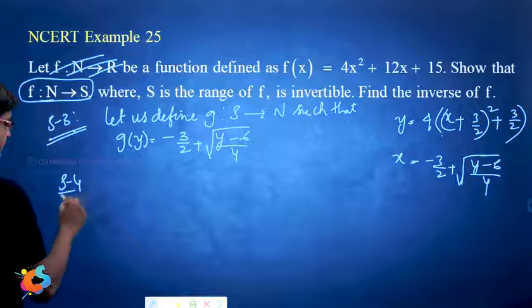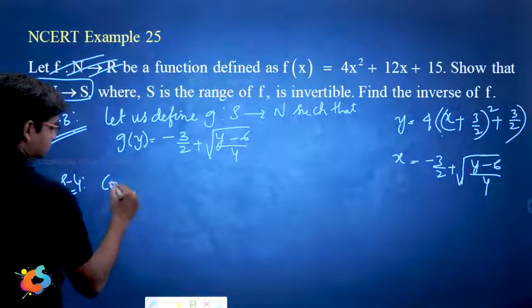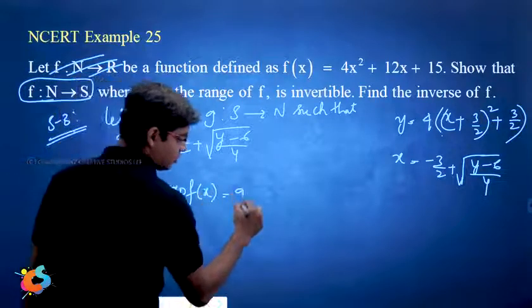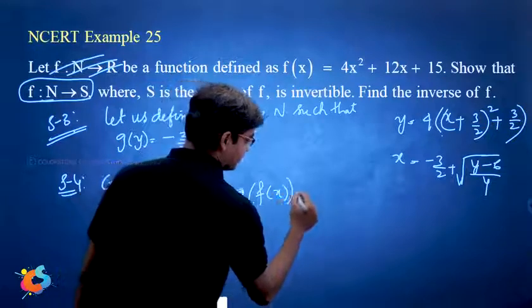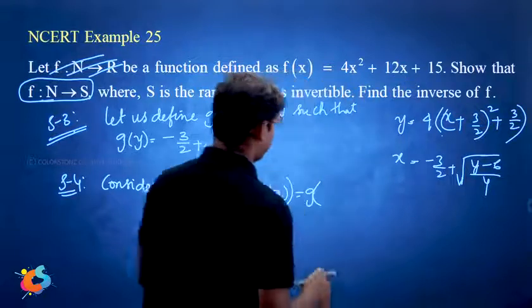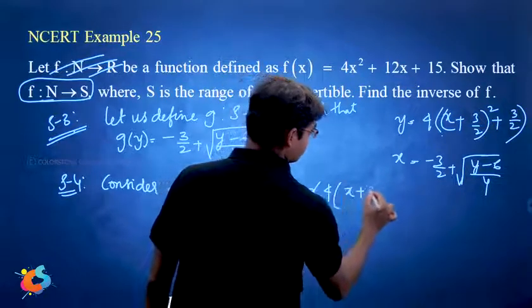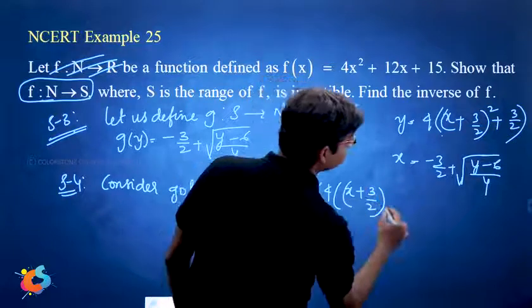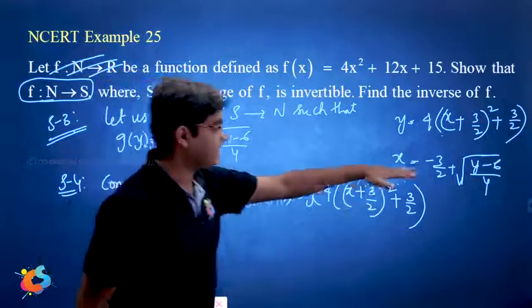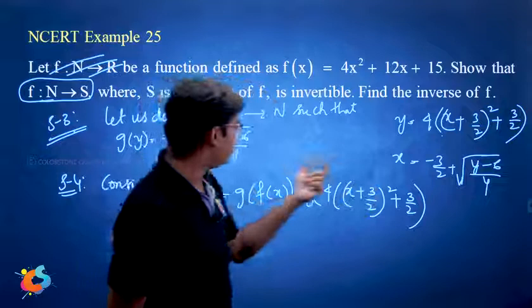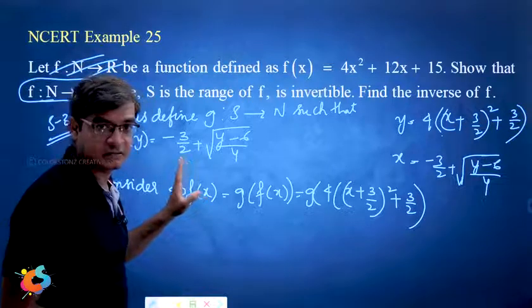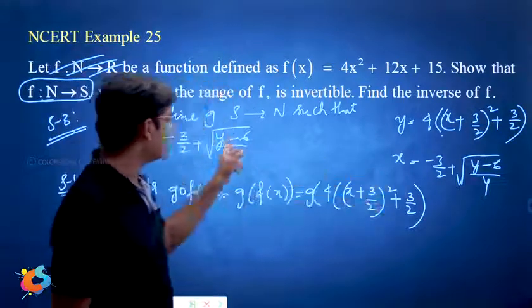Next step 4. Step 4 will be consider G circle f of x, which will be nothing but G of f of x, which will be nothing but G of, what is f of x? This one, not this one. Okay, this one, by which your calculations will become much faster. You will understand in just a moment. Whole square plus 3 by 2. Okay, so this whole thing should be put in place of y, because g of y, what is g of y? This whole thing. So whatever you put in place of y, the same thing should come here in place of y. So here this whole thing will come in place of y.